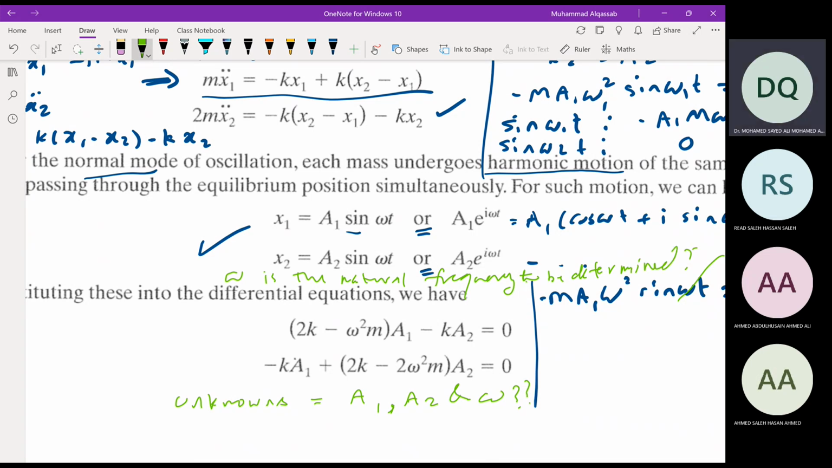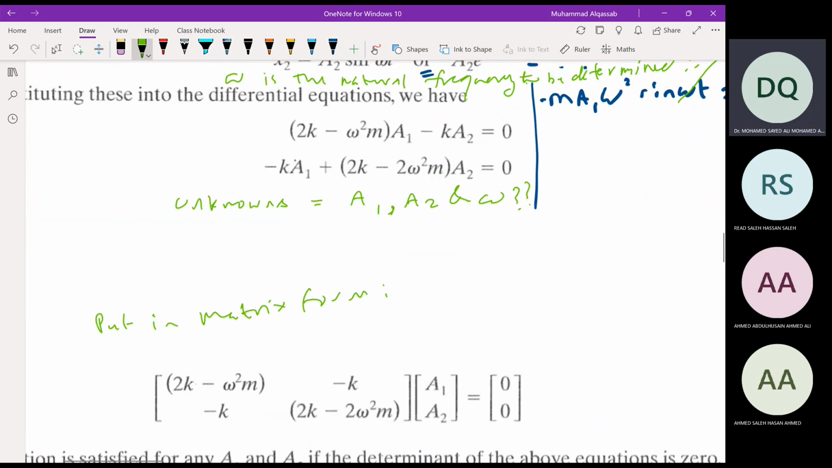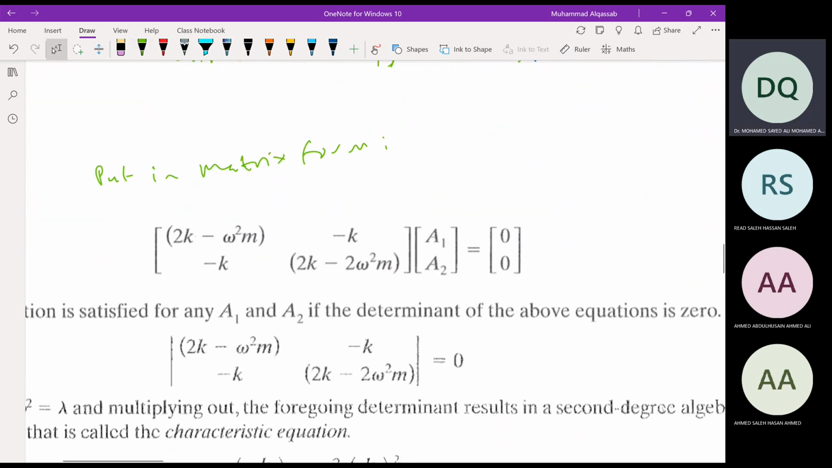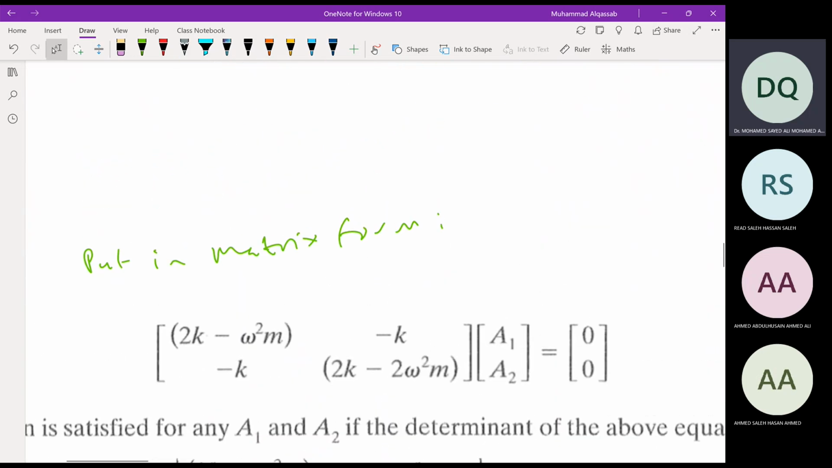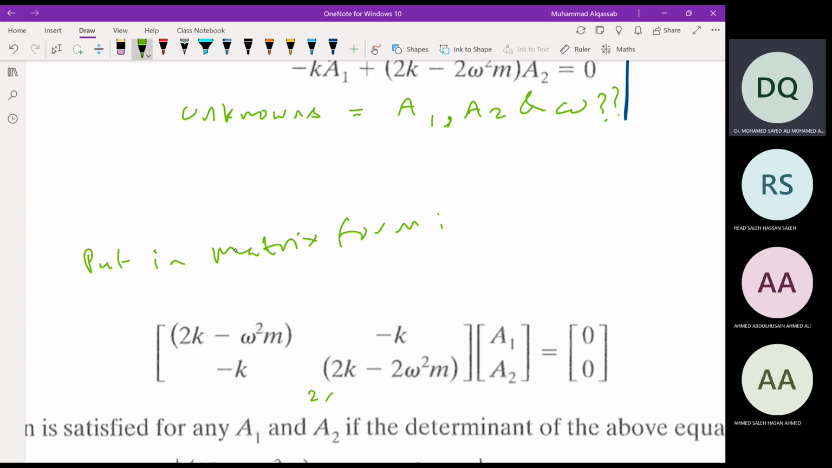Okay, this is the main unknown here we have. A1 and A2 are also unknown, but the main thing is we need omega. Putting the 2 equations in matrix form, you can see that when you multiply the matrix, this is a 2 by 2 matrix, and this is 2 by 1.